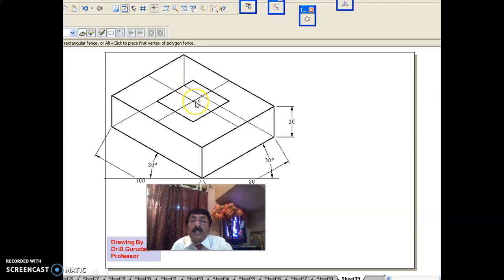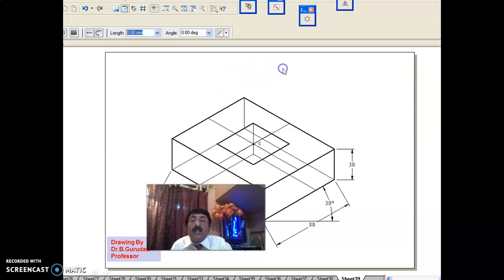That means this edge, since it has a thickness of 30, has to be shown for a thickness of 30. That means you draw a vertical line to a distance of 30. This is 30, this is also 30. You stop at that, then this edge should be parallel to this. That means this can be seen, this can be seen, and this can be seen, for an observer who wants to ensure that the top surface should also be seen. That is the principle of isometric projection.